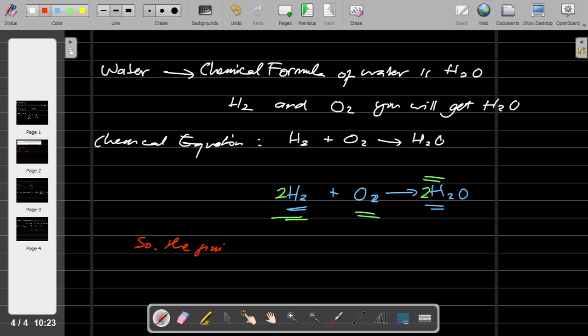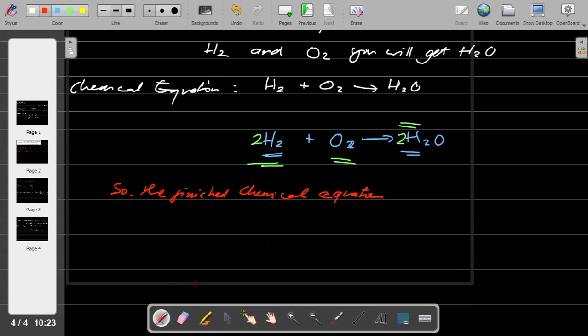So the finished chemical equation of water production is 2H2 plus O2 produces 2H2O, and this is the finished equation.